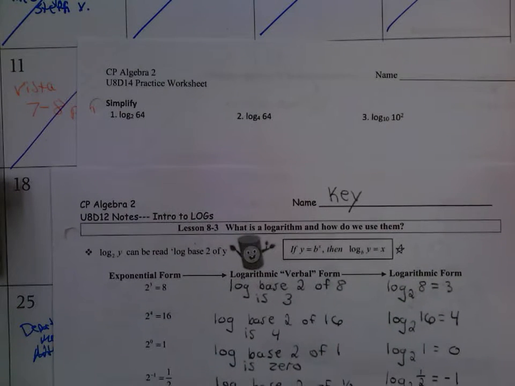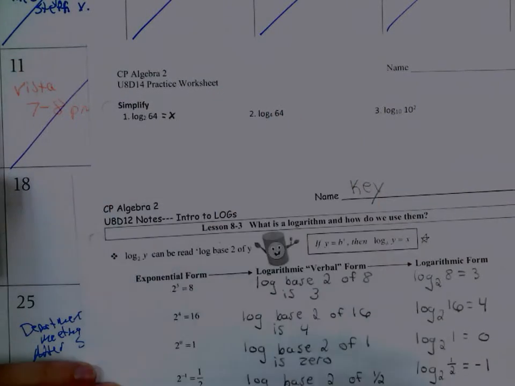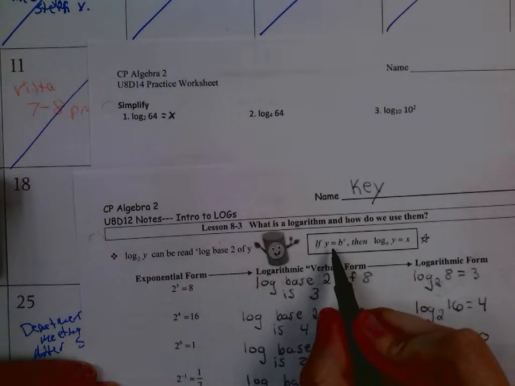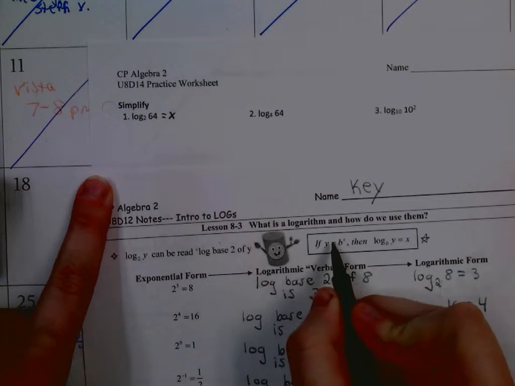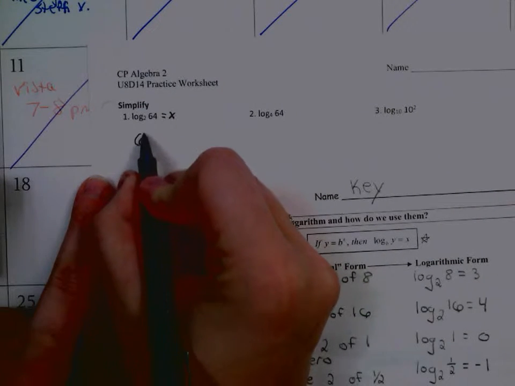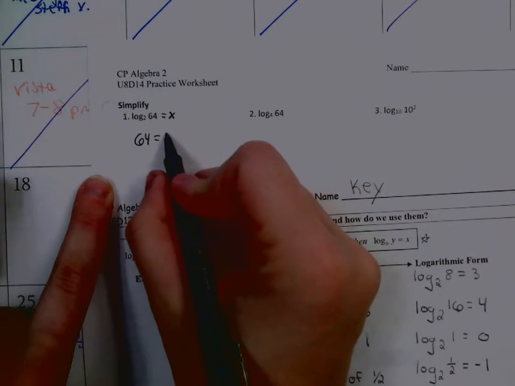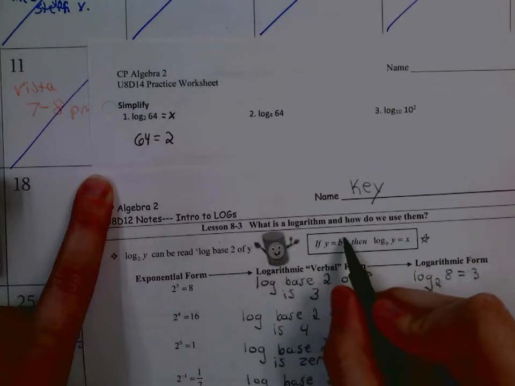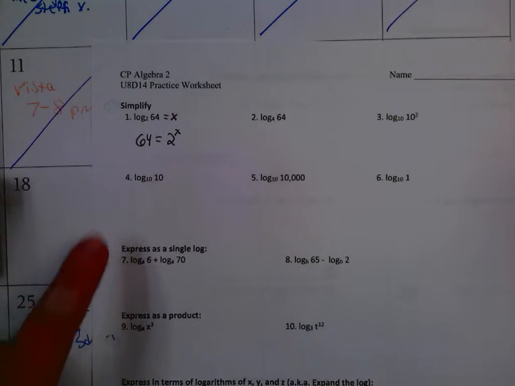So if we look at that formula on Unit 8, Day 12, we can set this equal to x and say, okay, my b is going to be 2. If I set this up, I'm going to have y equals, well, what is my y? My y is 64. Equals my b, which is 2, and then it's going to be 2 to the x power.